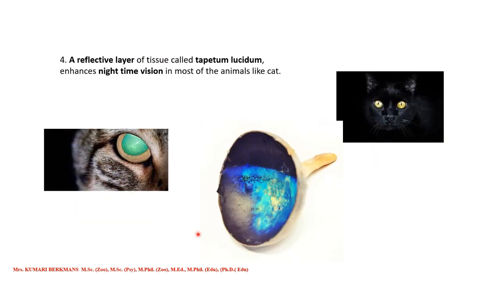Next one, this is also a very, very important point. What is that? A reflective layer of tissue called tapetum lucidum. Okay, you can see this reflective layer in the eye. In which animals is it present? In nocturnal animals. For example, in tigers as well as cats, you can find their eyes glow during the night. That is because of the layer present in the eye. That layer is called the reflective layer, the tapetum lucidum.